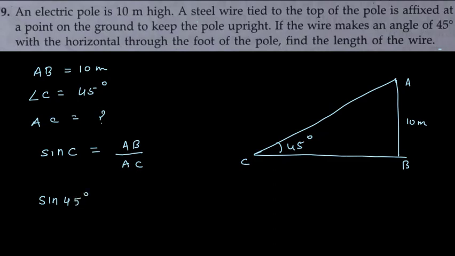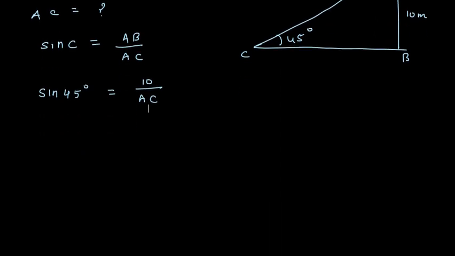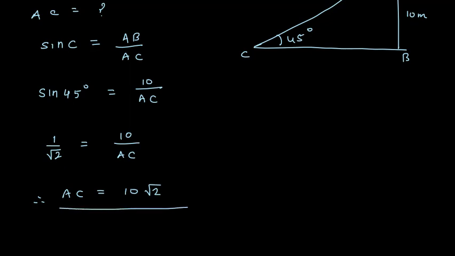Now sine C means sine 45 degree. So sine 45 degree is equal to AB, which is 10, divided by AC, which is unknown. So I will write AC. Now the value of sine 45 is 1 upon root 2, which is equal to 10 divided by AC. So therefore we can say that AC is equal to 10 root 2. AC is 10 root 2 meter.